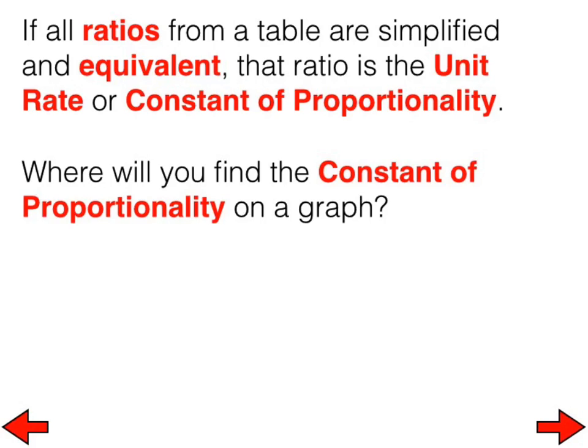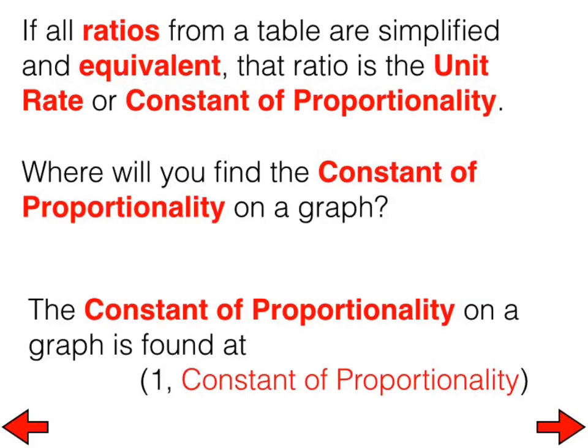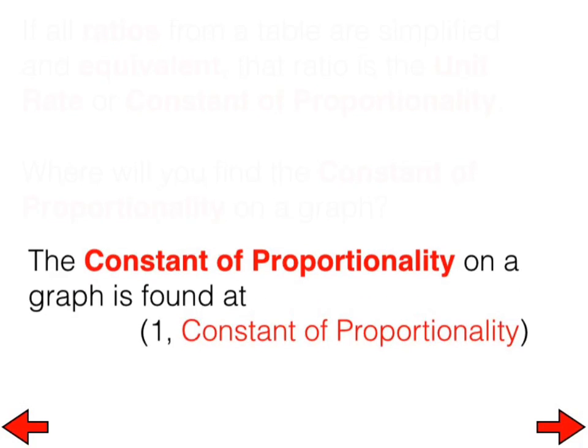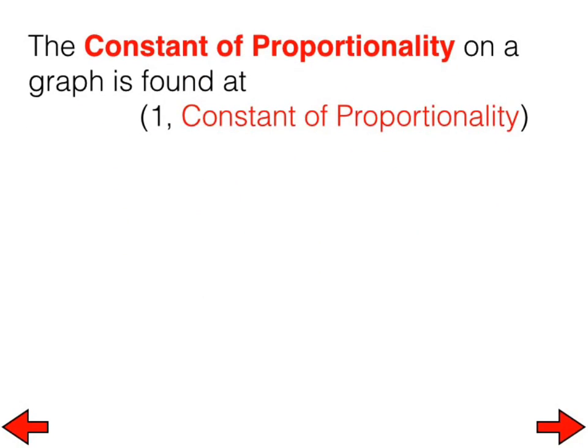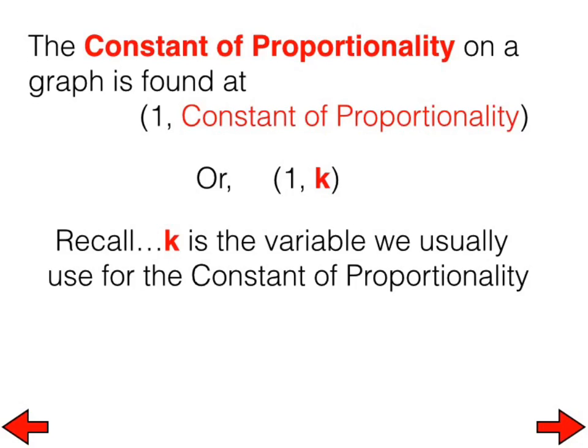Where will you find the constant of proportionality on a graph? Well, I kind of just explained that. You will find it on the ordered pair (1, something). And since we use the letter k for the constant of proportionality, it's at the ordered pair (1, k). And remember from yesterday, k is the variable we usually use for the constant of proportionality. So that's the important ordered pair that we're looking for: (1, some number). So let's now go to the next problem.